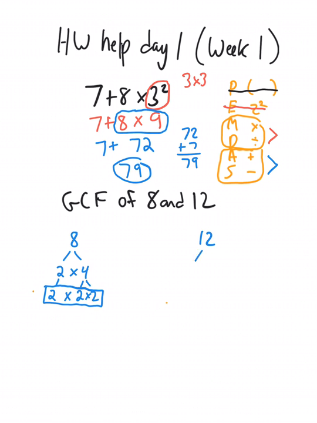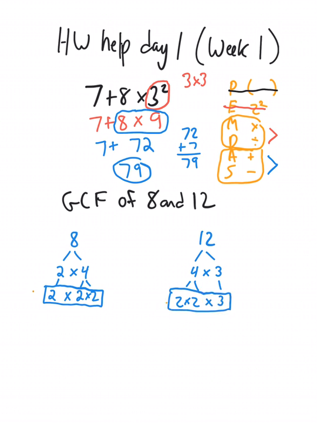12, I'm going to split into 4 times 3. Now you can split it into 6 times 2, it doesn't matter. And the 4 I can split into 2 times 2. And the 3 I cannot split, so I bring it down. And I'm going to put a box around this.